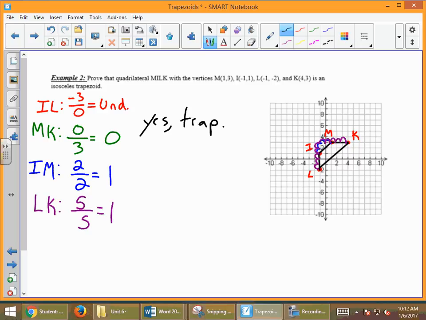Star Wars fans out here? Star Wars fans, you got it? It's a trap. Admiral Ackbar. He's like a tadpole. You guys know Admiral Ackbar? Alright. Yes, it's a trap.